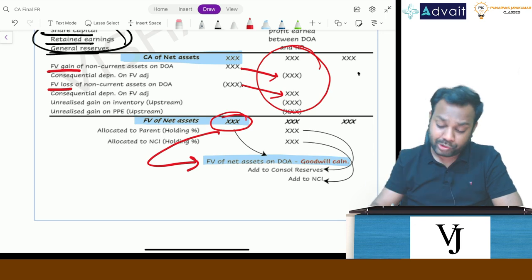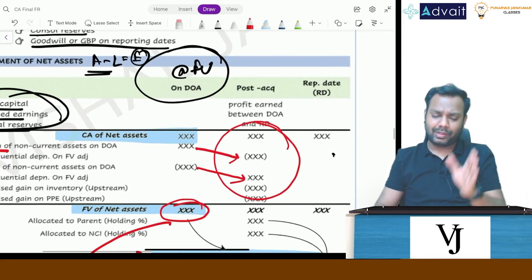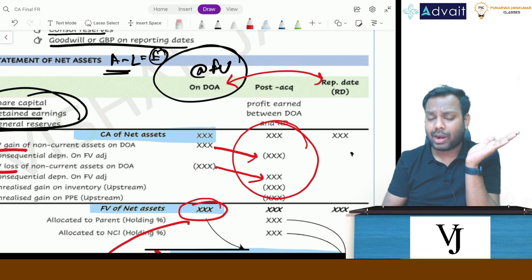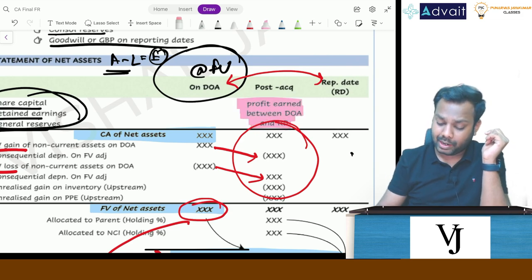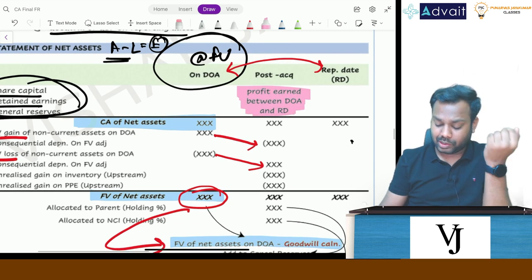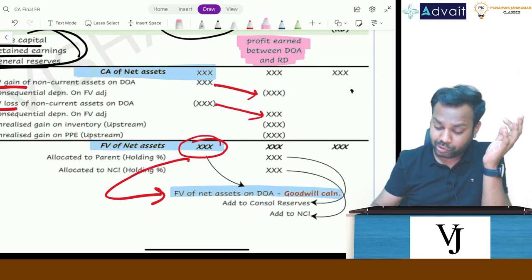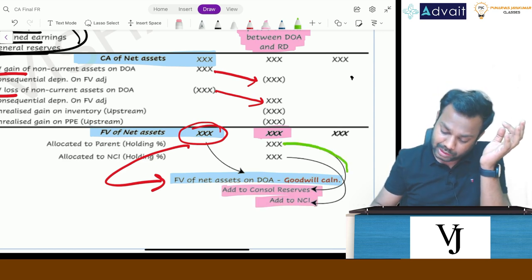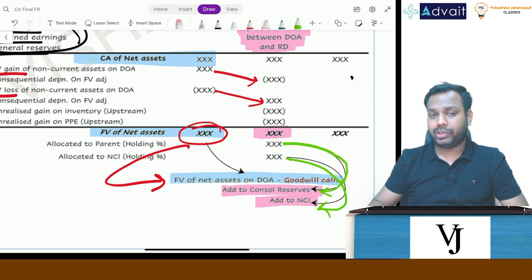Now the post acquisition profits, understand, we have the date of acquisition, we will have the post acquisition, right? So now understand, the change in the reserves or retained earnings between date of acquisition and reporting date is nothing but the profit earned between date of acquisition and reporting date, right? Now you have to adjust the consequential impact, the unrealized profit, all other things in the post acquisition period. You have to adjust that and arrive at the post acquisition profits. Now these post acquisition profits you have to add to consol reserves and NCI proportionately. So the parent's share will be added to consol reserves, and the NCI's share you will add to NCI accordingly, right? This is what is called a statement of net assets.